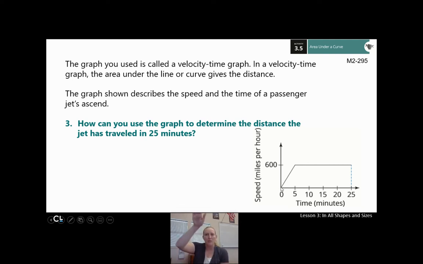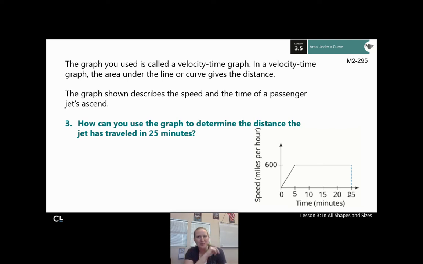Passenger jets, they got to pick up speed, right? When they go up into the air, and you can see he's getting faster and faster and faster until he hits 600. And then he's cruising along at his 600 miles per hour. Must be nice. And of course, you can see our time along the bottom. So how could we use the graph to determine the distance the jet has traveled in 25 minutes?